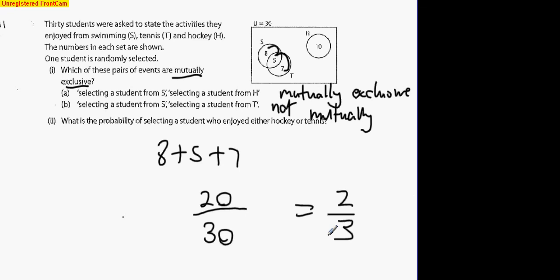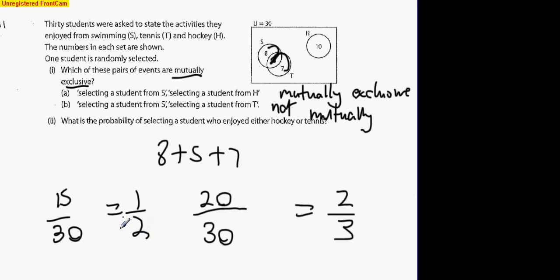Now you could argue that if it's technically tennis or hockey, you could take out the 5 and say 15 out of 30, which is a half. You have to argue your answer, because the question is vague. Is it hockey or tennis, or does that include both? In a test, I would answer both and write an argument beside both of them. Then the examiner will know this guy knows what he's talking about and should award full marks.